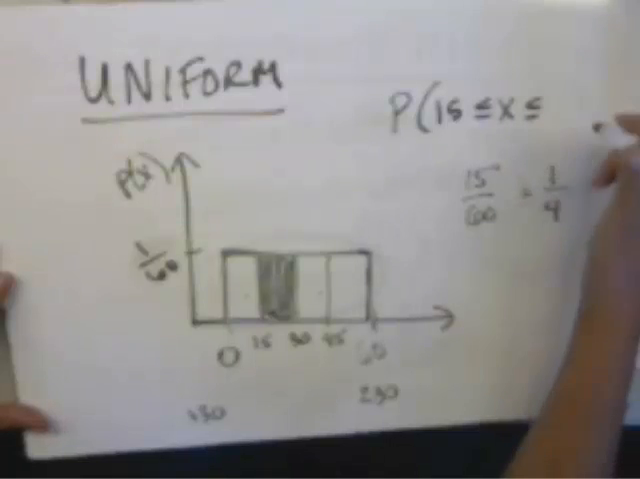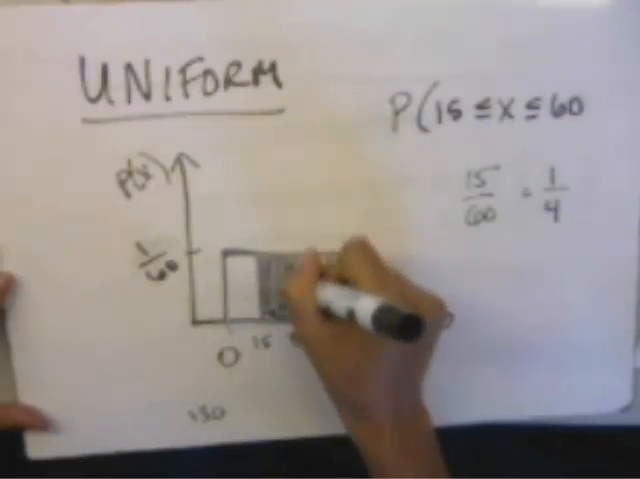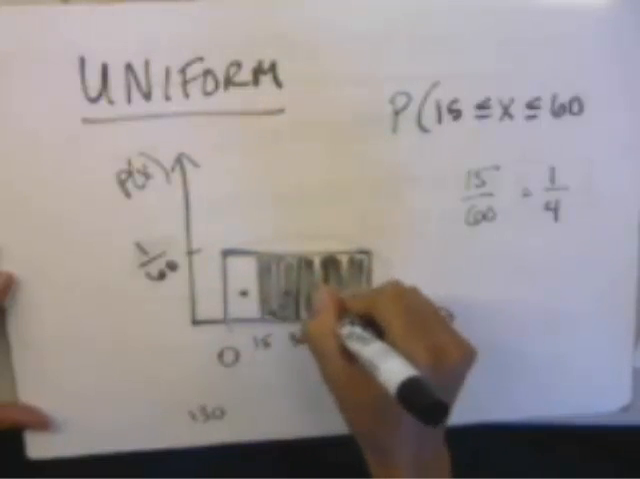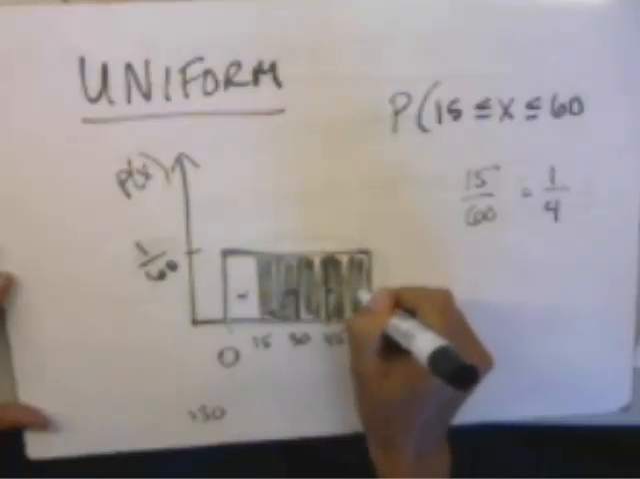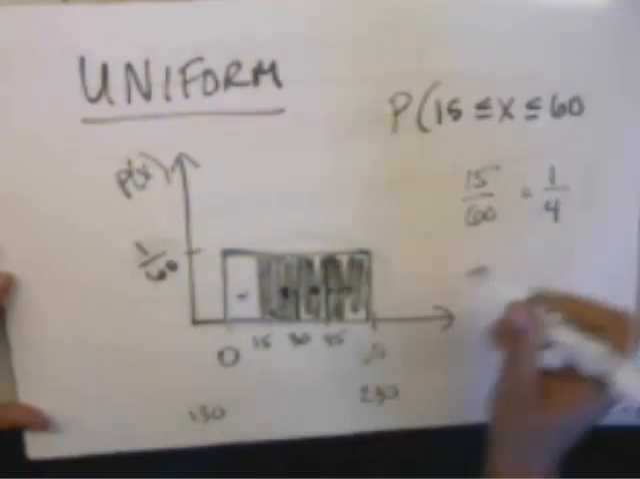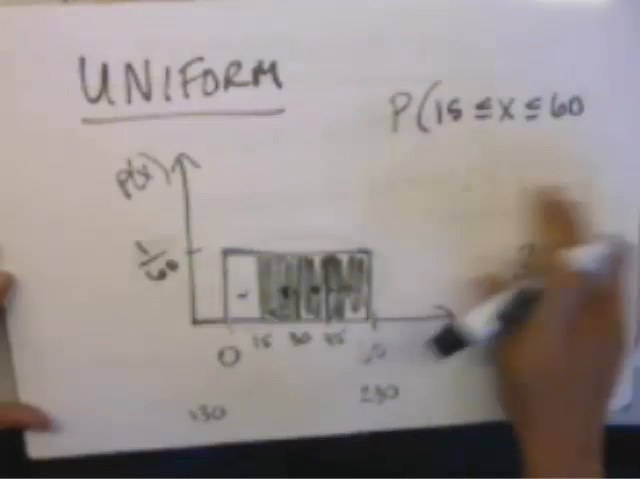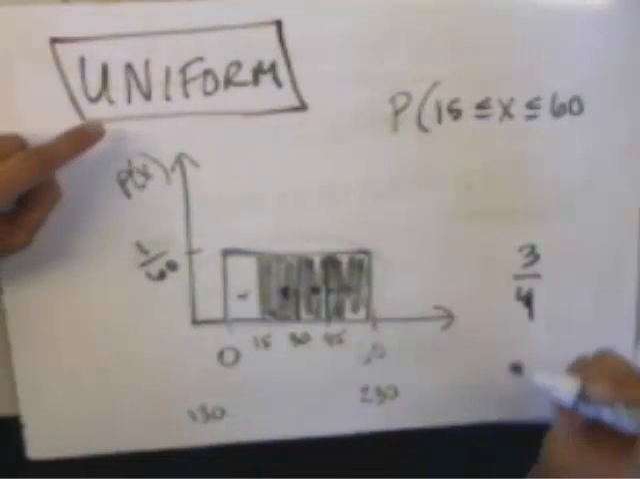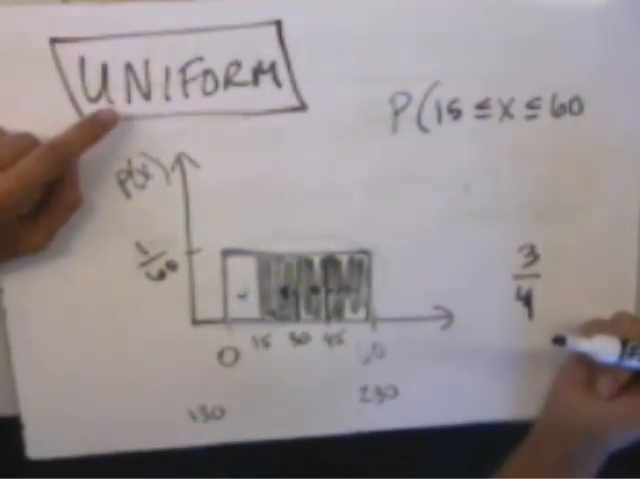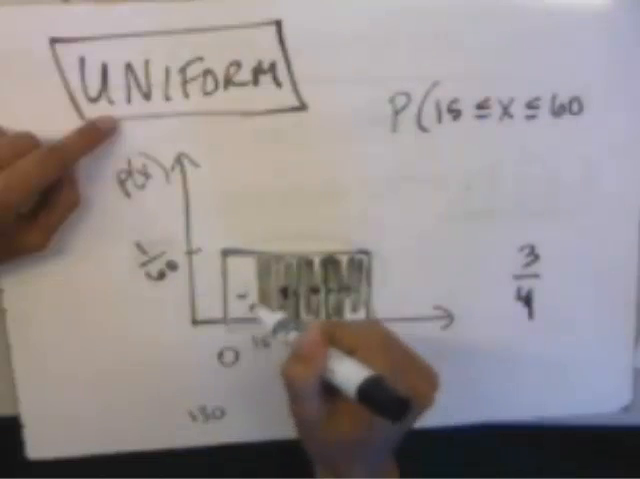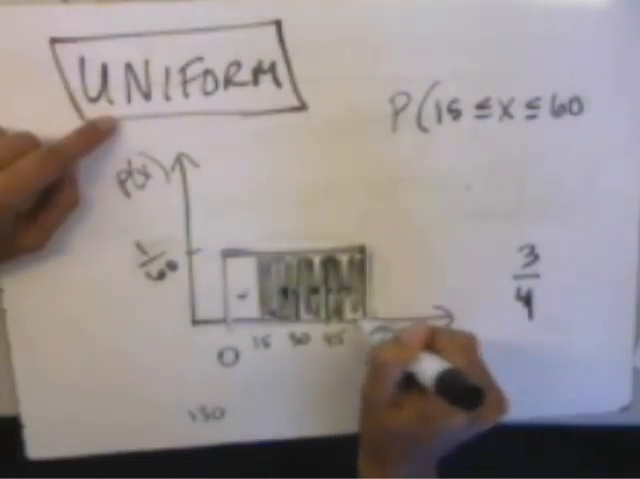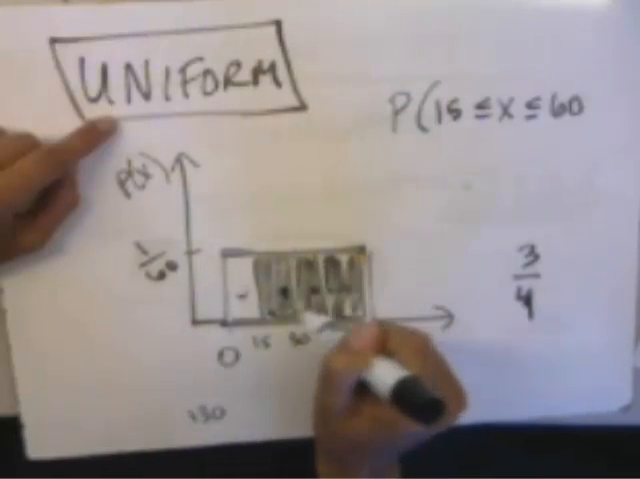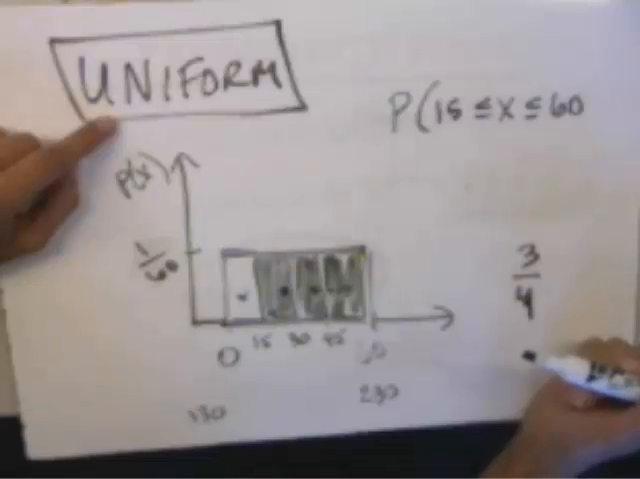How about between 15 and 60? Oh, okay, well that's 15 and 60. So there's 4 parts total still, and there's 1, 2, 3 parts out of 4. So basically, you just have to recognize the vocabulary. If you ever see uniform probability, then you know that it looks like a rectangle, and you can basically find the probability by computing the area just by dividing the rectangle up into parts.